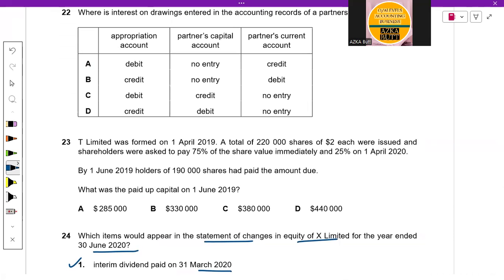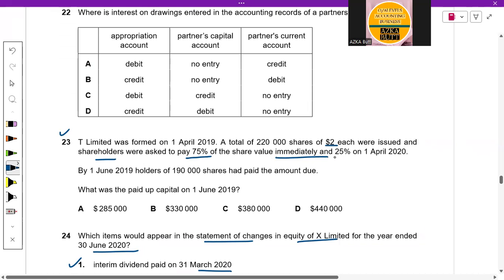Okay. So now let's see the question number 23. So T Limited was formed on 1st April 2019. A total of 220,000 shares of $2 each were issued, and shareholders were asked to pay 75% of the share value immediately and 25% on 1st April 2020. So by 1st June 2019, holders of 190,000 shares had paid the amount due. So what was the paid up capital on 1st June 2019?